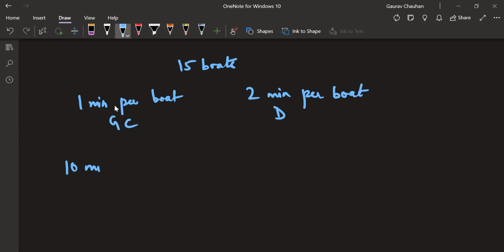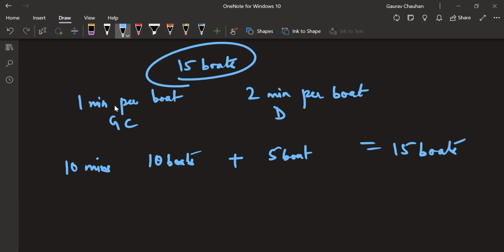So in approximately 10 minutes, I will have made 10 boats and Dikshit would have made 5 boats. So totally we would have made 15 boats. Is everyone getting this? So to make 15 boats together when we are working, we will take 10 minutes. If I am working independently, how much time will I take?